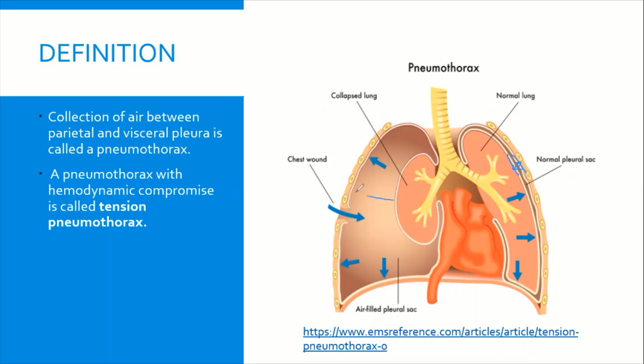As you can see here, between the parietal and the visceral pleura, you can see a large amount of air. This is pushing upon the lung, collapsing it, and the whole mediastinum is shifted to this side, compressing the opposite lung, pushing the heart and shifting the trachea. If this shift is causing a hemodynamic compromise, then it is called a tension pneumothorax.